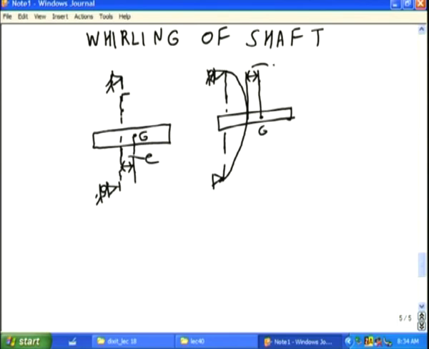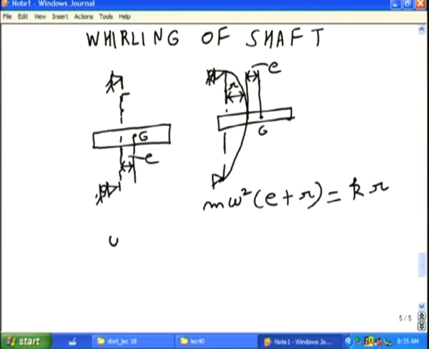So, this is E, and let us say this distance is R. So, m omega square (E plus R) is the net centrifugal force acting on that. That is, on this, m omega square (E plus R), and the restoring force is equal to K times R, where K is the equivalent stiffness of the shaft, because it has displaced by R. So, it is K times R.